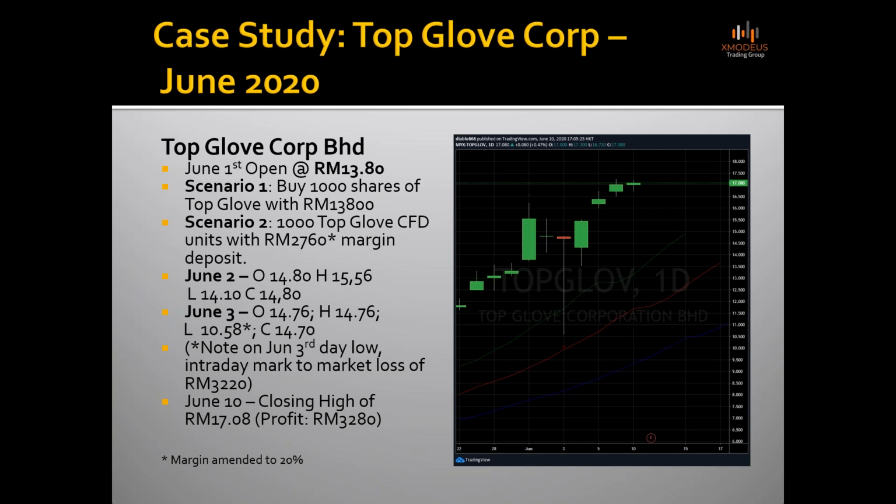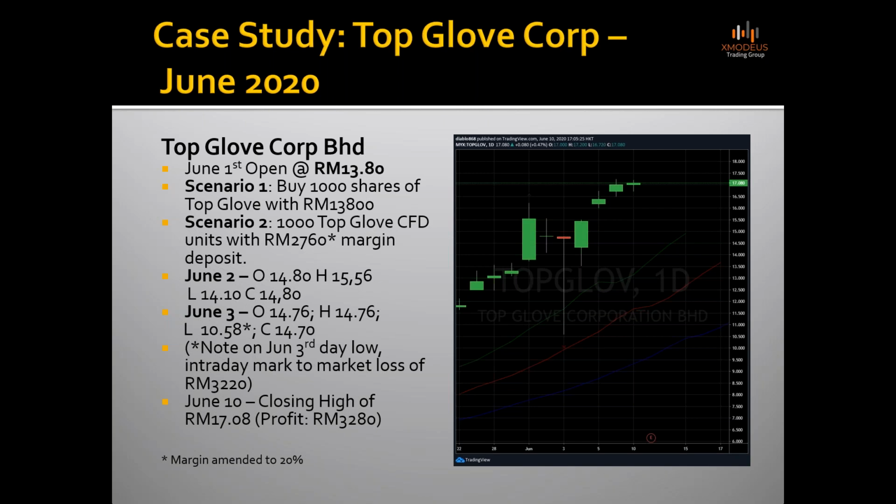Because a lot of times people miss the chance and then say, hey, I've got to chase this stock, and then they start by June 1st at 13.80, so convinced that it will go up. But it could be at the tail end. So in scenario 1, if you bought Top Glove shares on June 1st, so convinced that it's going to be fantastic, you buy 1,000 shares and now you have to pay 13,800 for 1,000 shares, right? And if you buy 1,000 Top Glove CFD units, now the margin is 2,760, because margin has increased due to the volatility and all the capping, right? So margin for Top Glove shares is now 20% for the CFDs.